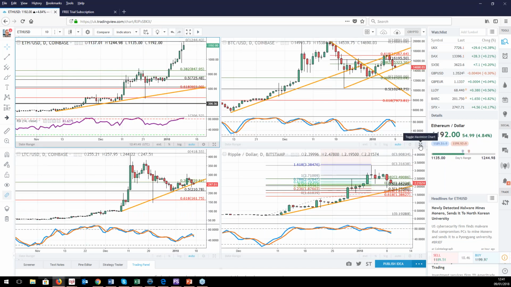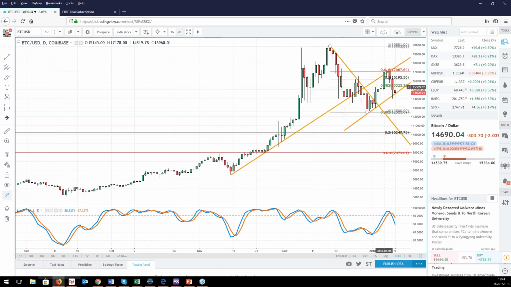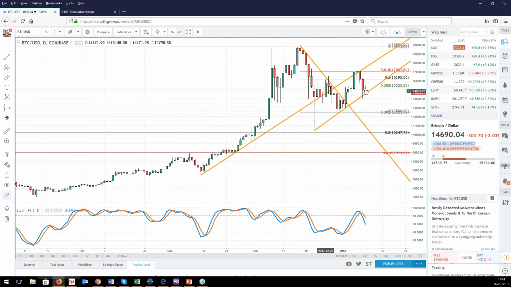Bitcoin is not. Bitcoin, look at this. We failed this week, last week and this week at the 61.8% retrace, 17,000, and we've dropped back through 15,300 yesterday, and now we are testing. We've formed an uptrend line there. We're sitting right on it now at 14,500.